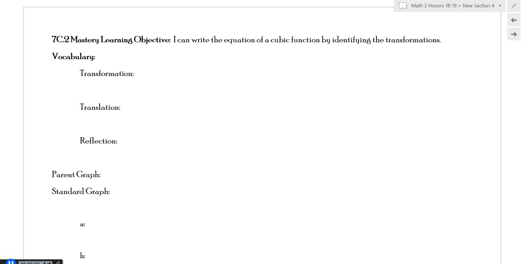We are looking at 7C.2. And I can write the equation of a cubic function by identifying the transformations. So we have some vocabulary.